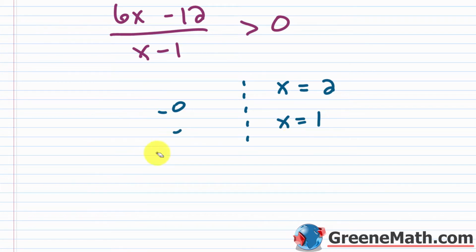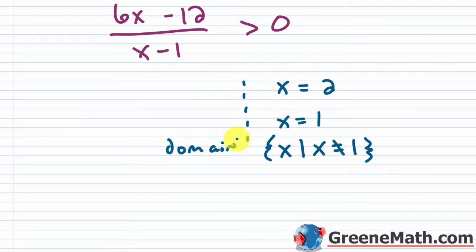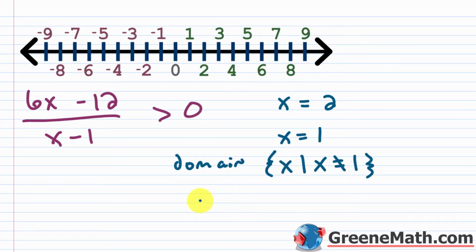But again, we must remember in this case that this value of 1 is going to result in division by 0, right? So if you wanted to, you can make yourself a little note and say that this is the set of all x such that x is not equal to 1. So that's pretty important. You could even write out that this is going to be your domain just to make that crystal clear.